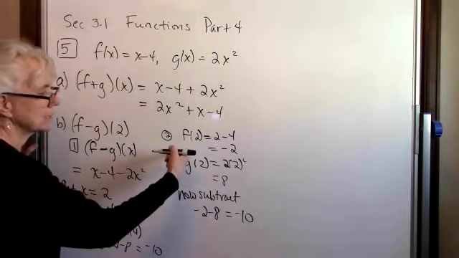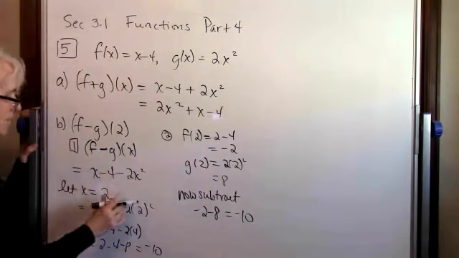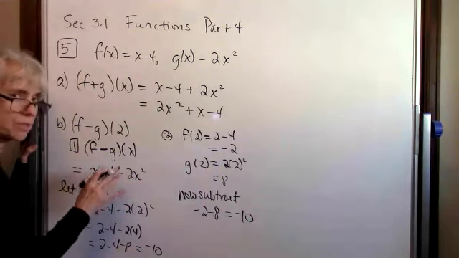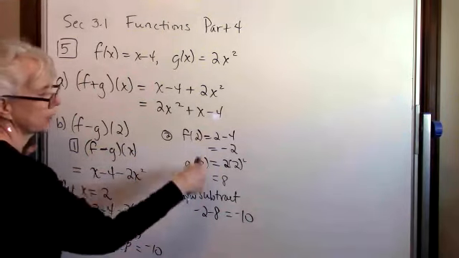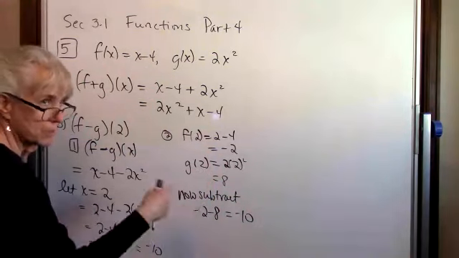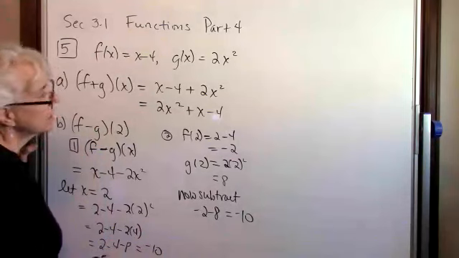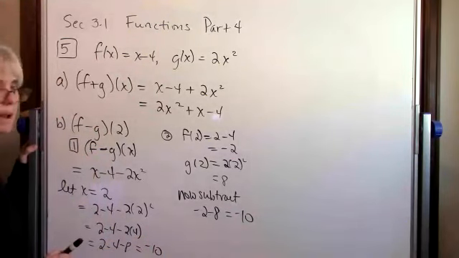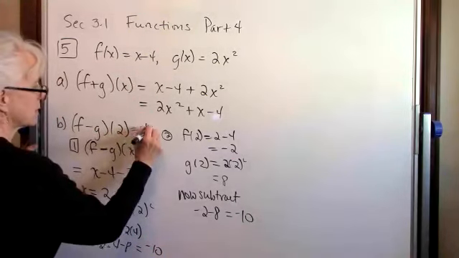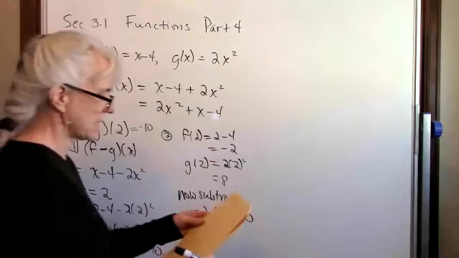I tend to do the second method, especially if I haven't been forced to find that f minus g function. And to me, it's easier to plug the numbers in to begin with and then subtract versus subtracting the functions and then plugging the numbers in. Entirely up to you. Doesn't matter. Either case, you're going to get the same answer. So, negative 2, negative 10, sorry.